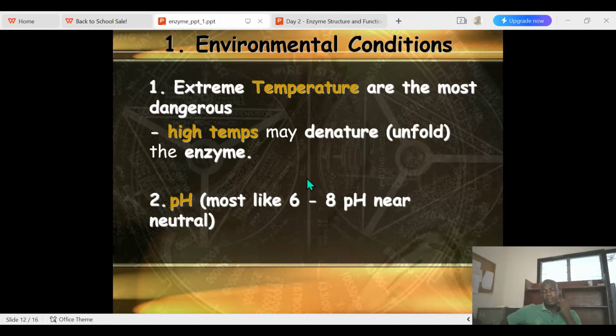Like in the mouth, we have an enzyme called salivary alpha amylase, which is found in the saliva. And the pH of the mouth or of the saliva is around 7, that is neutral. So if you look at the pH here, it falls within the range of the activity of salivary alpha amylase.